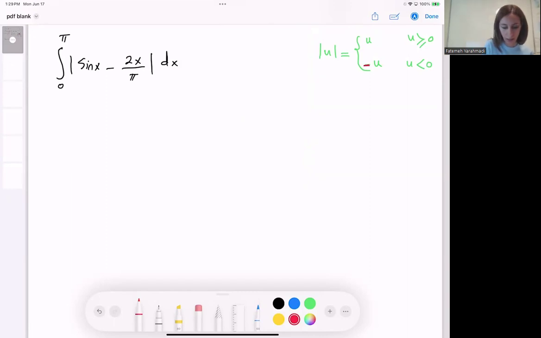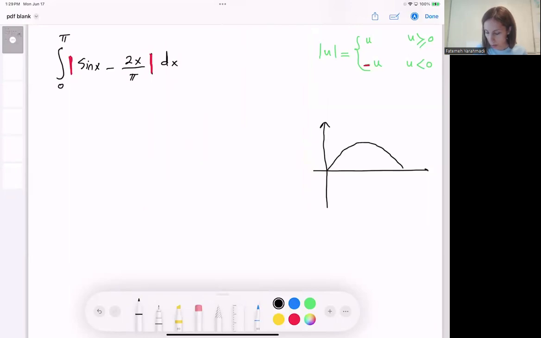To analyze this definite integral, since you have absolute value, the best way is to visualize this, right? What does the visualization look like? First of all, you have your sine function, which we all know how it oscillates. But please note that here you have a range 0 to pi, so we don't have to go further. This is the behavior of my sine function, 0 to pi.